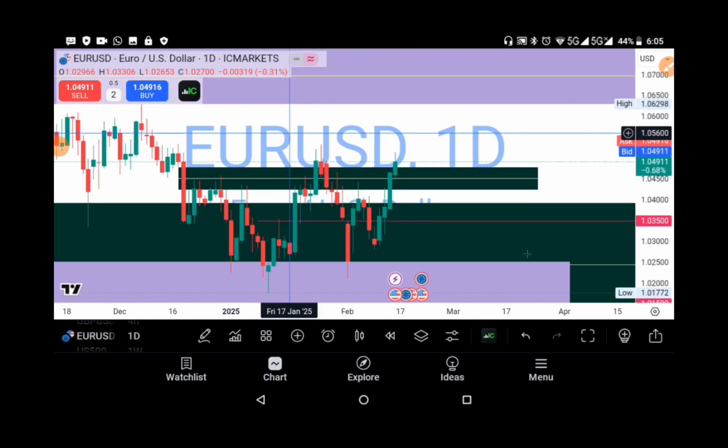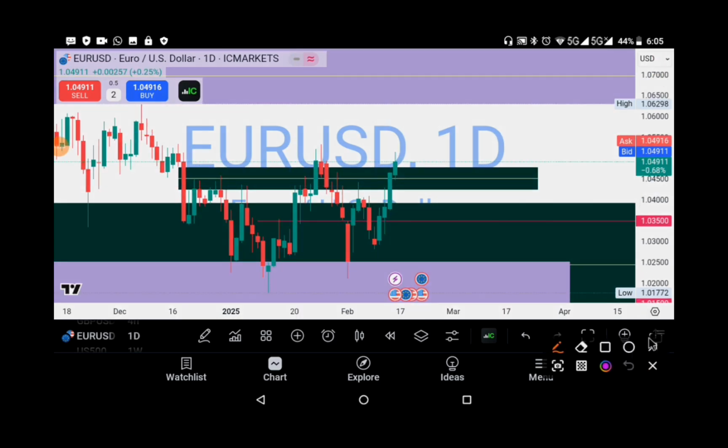So I've expected the market price to stay above 1.03500 and should be able to deliver 1.06000. So I'll be expecting this CB here, sell side imbalance, buy side inefficiency. So the market price has seen a movement back into it.